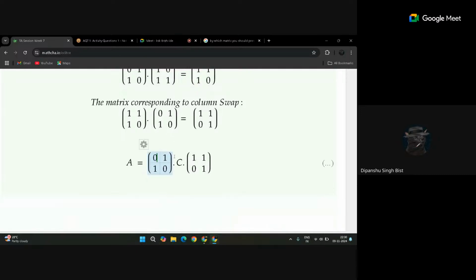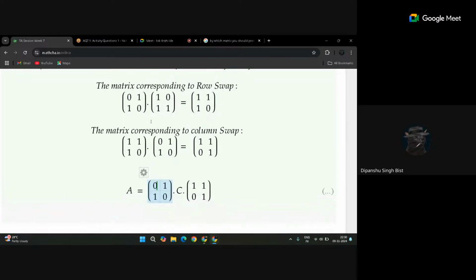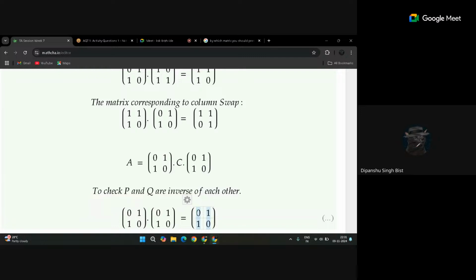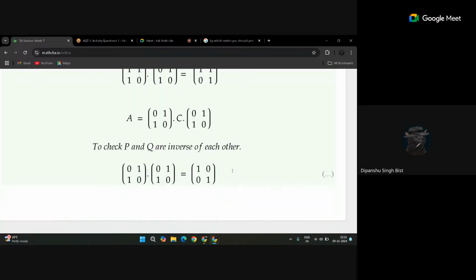Now we have to check whether these two matrices are inverse of each other or not. How will we check? Multiply to see if it is identity. To check P and Q are inverse of each other, it's just this into this again. It will give us the identity matrix [1 0; 0 1]. Yes, so P and Q are inverse of each other.